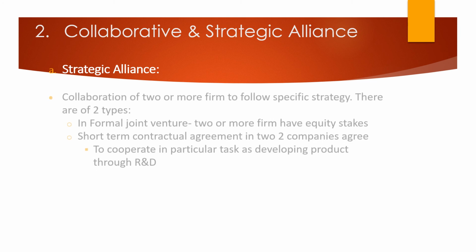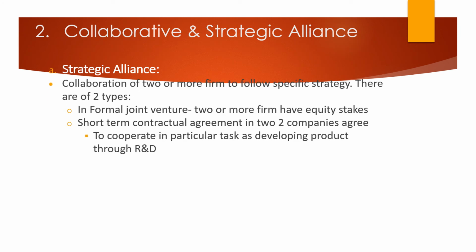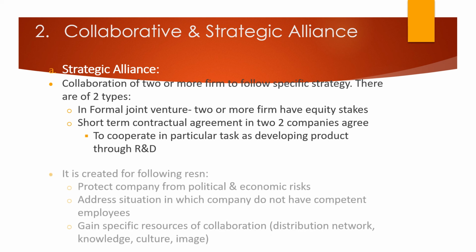So talking about a strategic alliance, the collaboration of two or more firms to follow a specific strategy is known as a strategic alliance. There are two types. In the formal joint venture, two or more firms have an equity stake, and in the short-term contractual agreement, two companies agree to operate on particular tasks, such as developing a product through research and development.